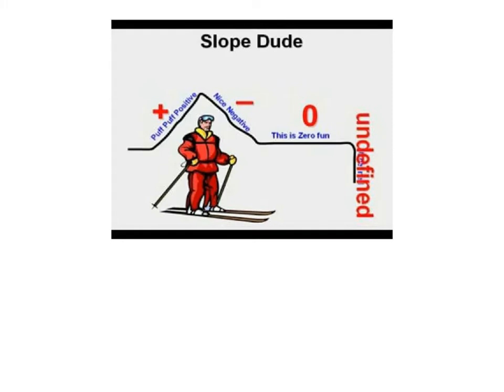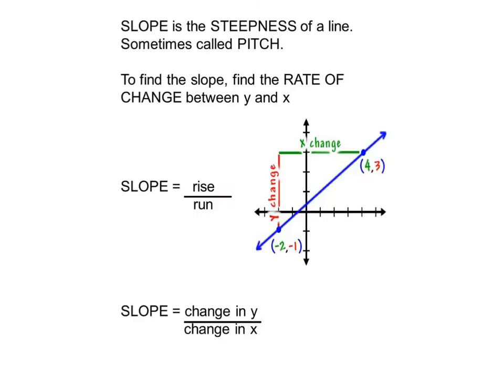Another way to remember it is slope dude. He's skiing. If he's going uphill, puff, puff, puff, because he's really exerting himself, it's positive. If he's going downhill, oh, it's nice, it's fast, just kind of sit back and let gravity take over, that's negative. If it is a flat piece of land, it is 0 fun. So that slope is the number 0. If it is a vertical line, uh-oh, he's dead. It's undefined. He just fell off the cliff. So actually, this is the one I usually use to remember. So just so you know, if you hear me say it.